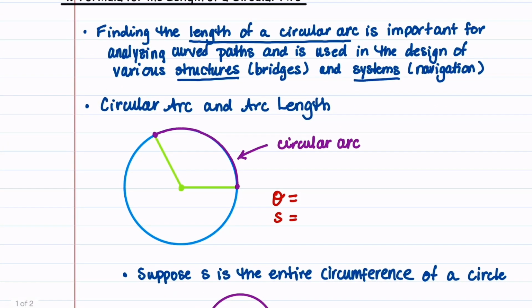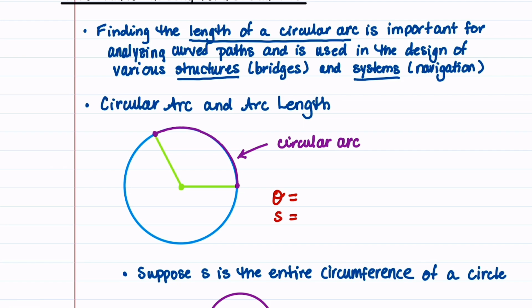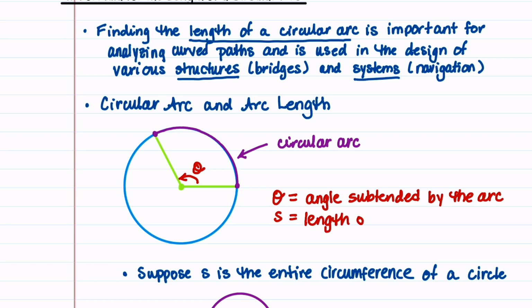We'll begin with a picture of a circular arc. Theta is the angle that is subtended by the arc. So let's go ahead and write that down. So it's the angle subtended by the arc. And we'll go ahead and add theta to our diagram. And S is the length of the circular arc. And it's also called the arc length. And we will denote that with S in our picture. For completeness, we're also going to label the radius of the circle as R, because we're going to need that later.